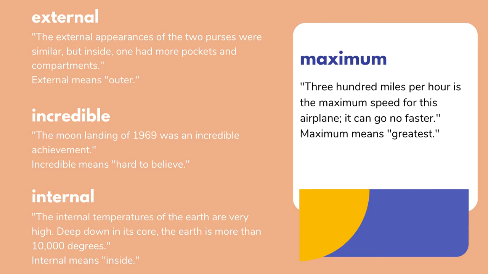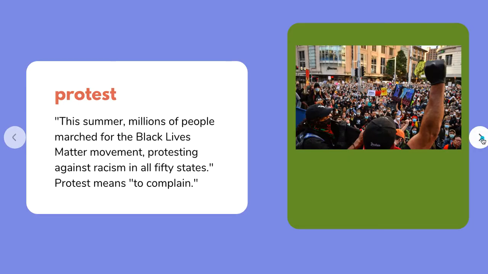Internal means inside. Maximum: 300 miles per hour is the maximum speed for this airplane. It can go no faster. Maximum means greatest. Okay, so that was number 6. Now we're going to go on to number 7, protest.